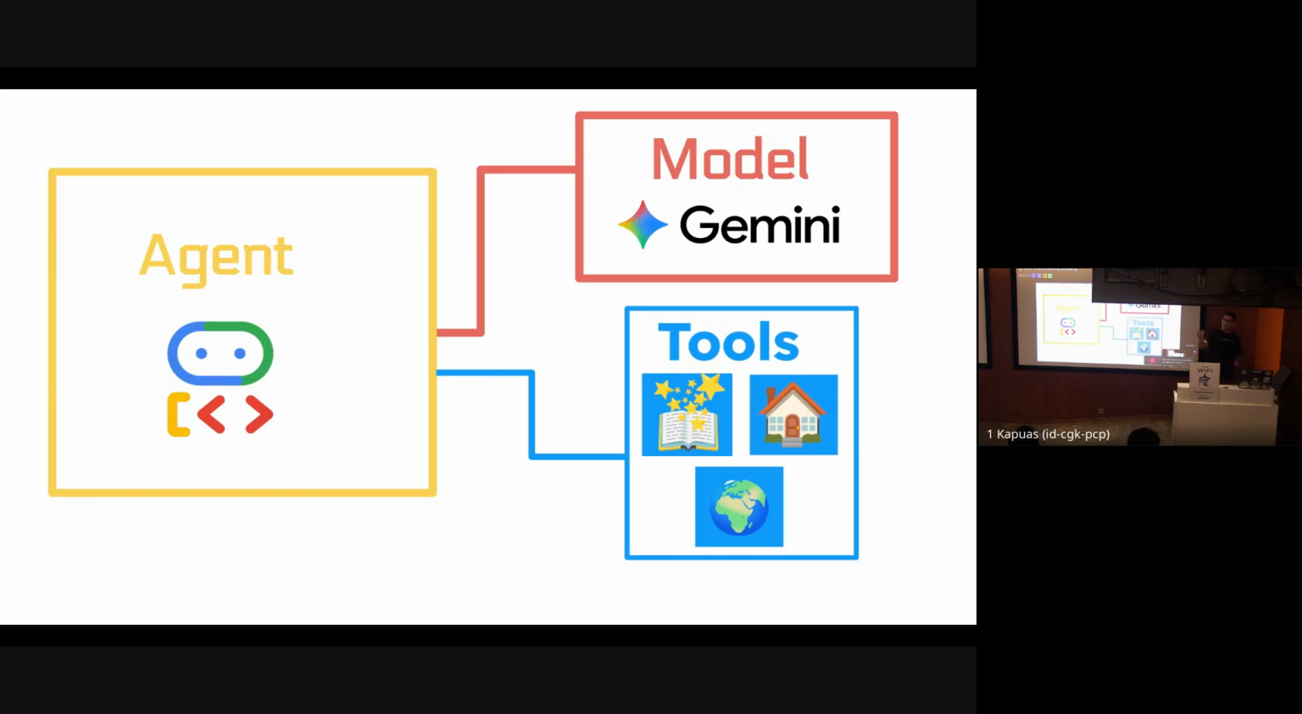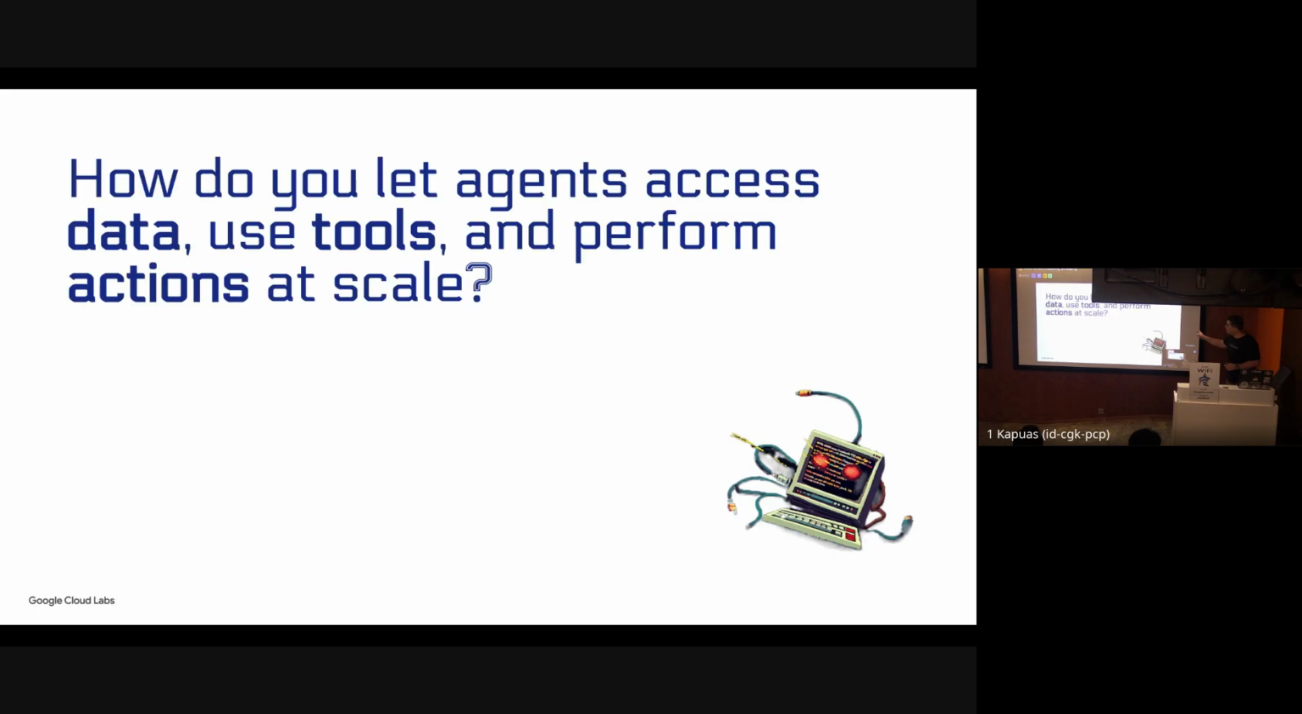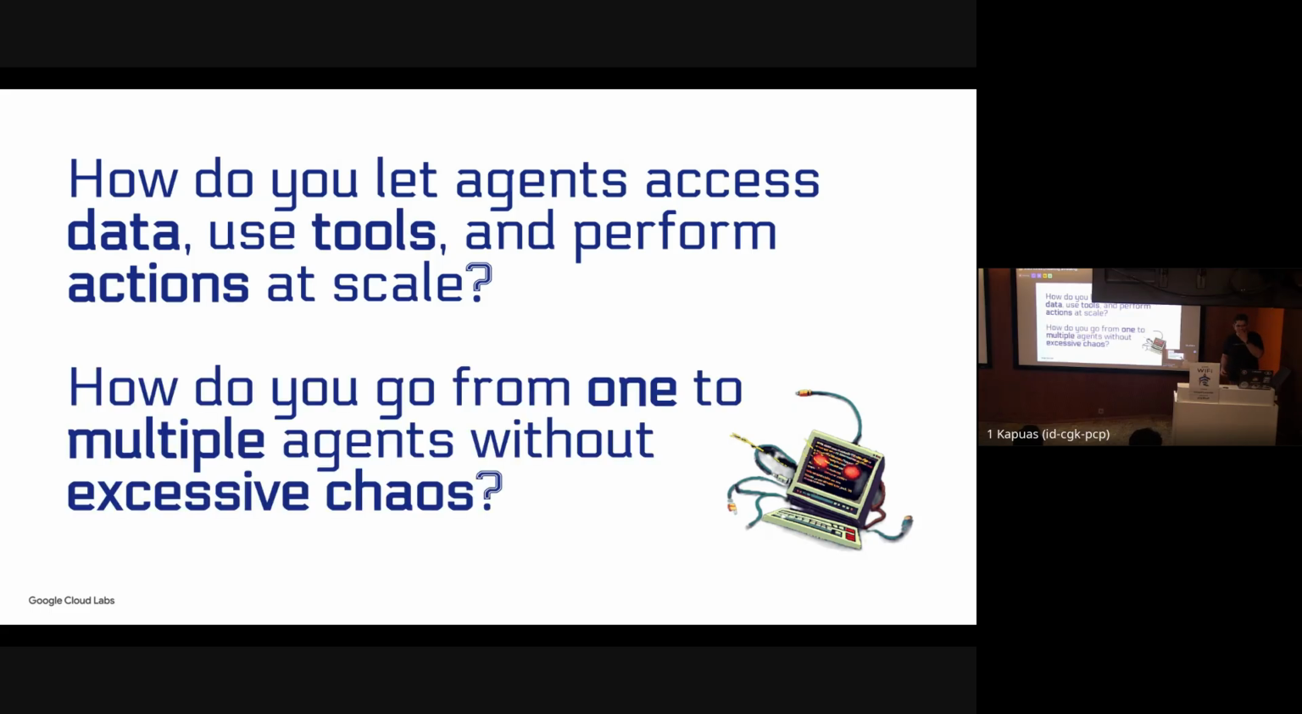And if you think about your own applications as well, you have data that you need to give to the models, whether that's something about your users, the capabilities of your particular application. It's just context that's specific to your business. That's where you can get the tools to provide that data to the models. So let's answer some critical questions. How do you let agents get access to this data? How do you let agents use tools and perform actions at scale? And how do you go from one to multiple agents without creating excessive chaos?